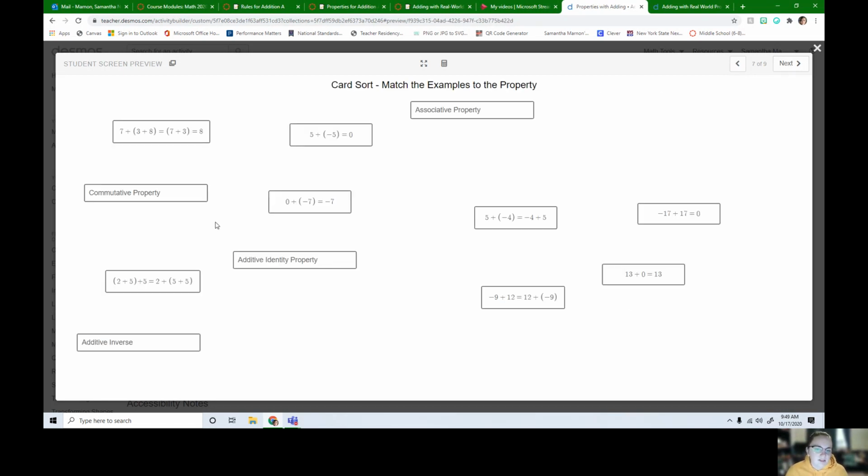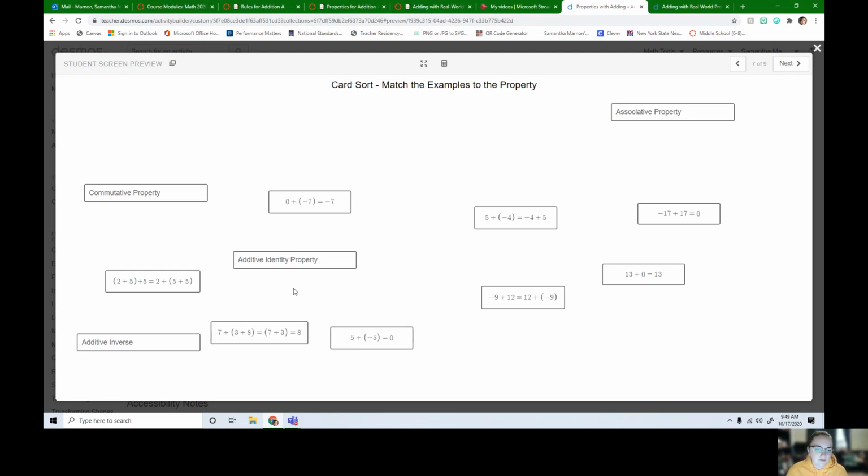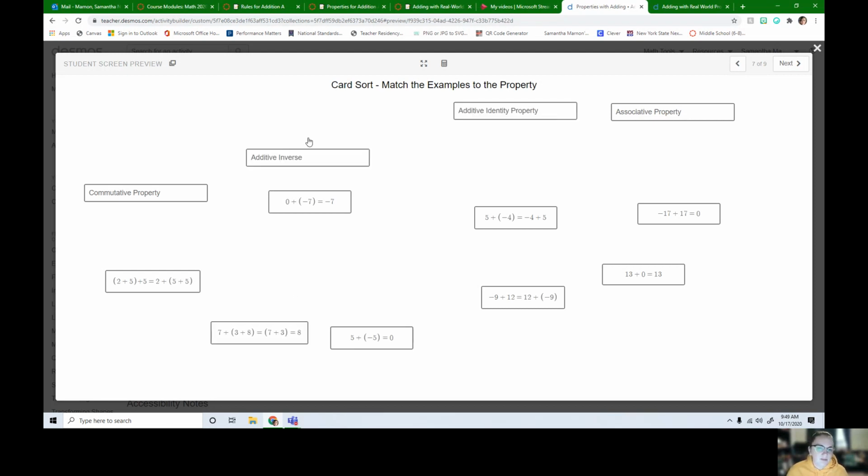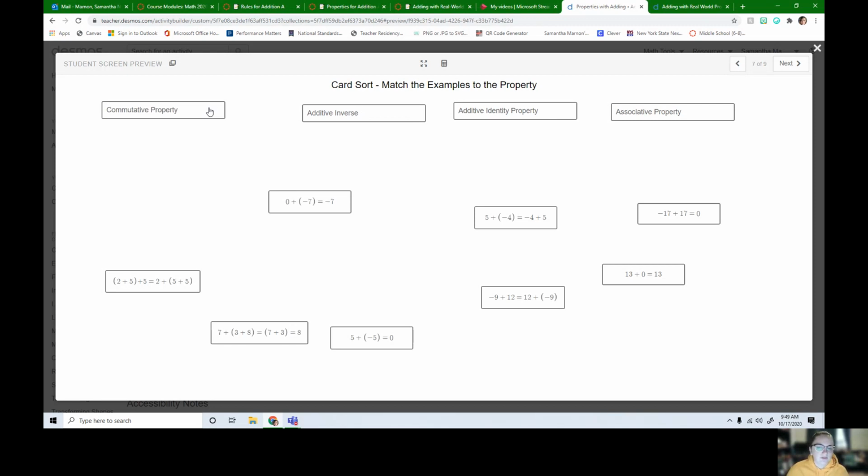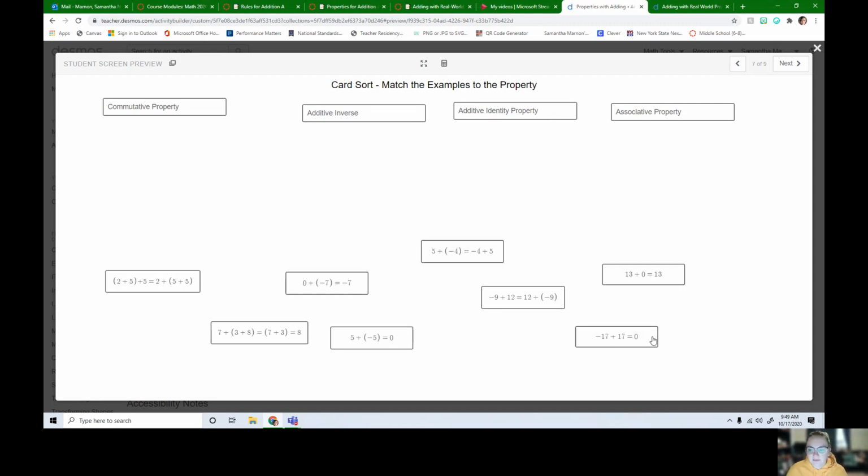The next activity is a card sort. So I'm going to move all these examples down and all the properties up at the top so it's easy for me to see. So here we have our 4 properties we've been working with, and then we have these different examples. So if I see this one, 13 plus 0 is 13, that's additive identity. To match them, you just hover over it until you get that blue outline, and then you let go, and it actually will put them in a group together. So pause the video and complete this card sort.